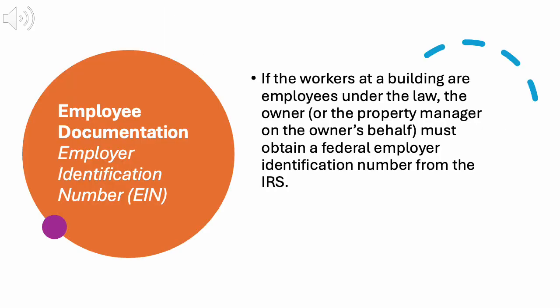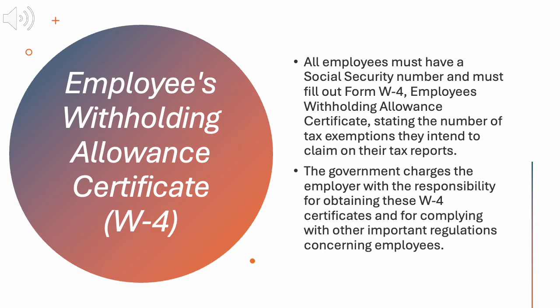Employee documentation. Employer Identification Number, EIN. If the workers at a building are employees under the law, the owner or the property manager on the owner's behalf must obtain a federal employer identification number from the IRS. Employees' Withholding Allowance Certificate, W-4. All employees must have a Social Security number and must fill out Form W-4, Employee's Withholding Allowance Certificate, stating the number of tax exemptions they intend to claim on their tax reports.